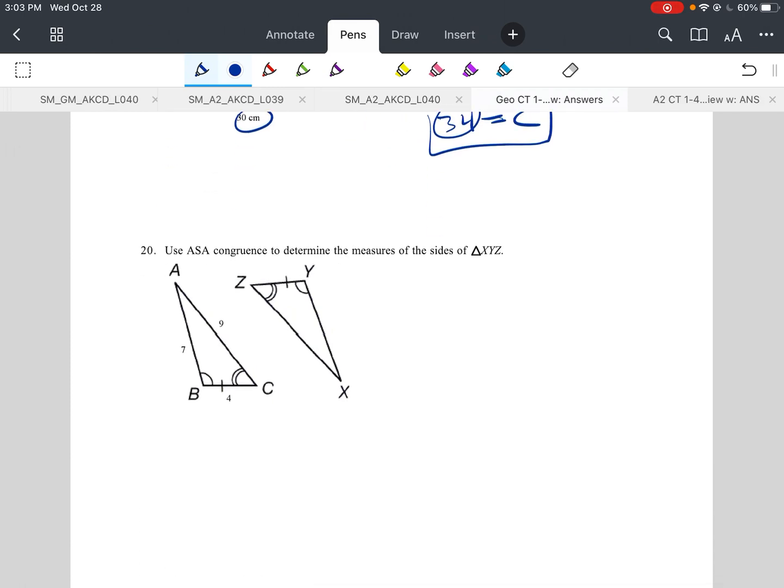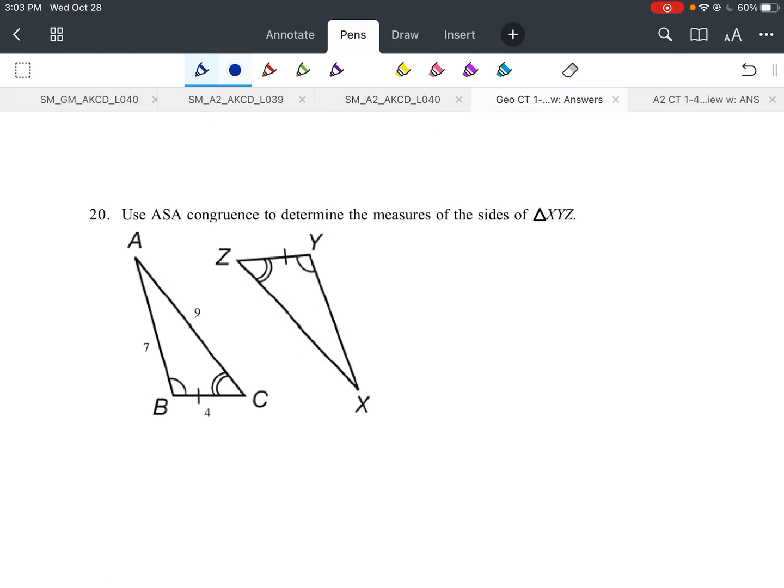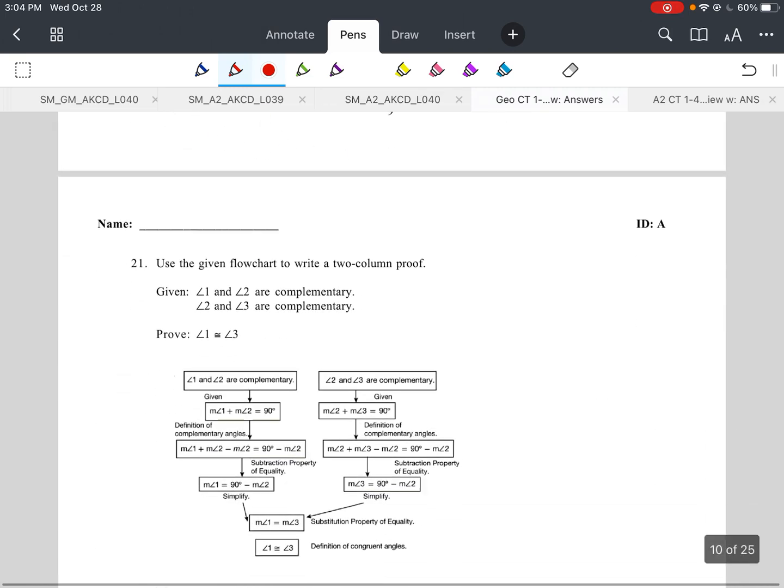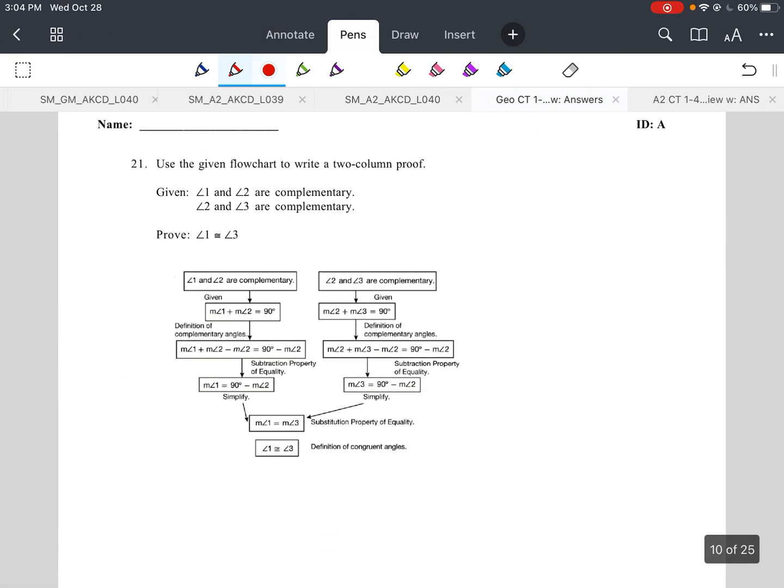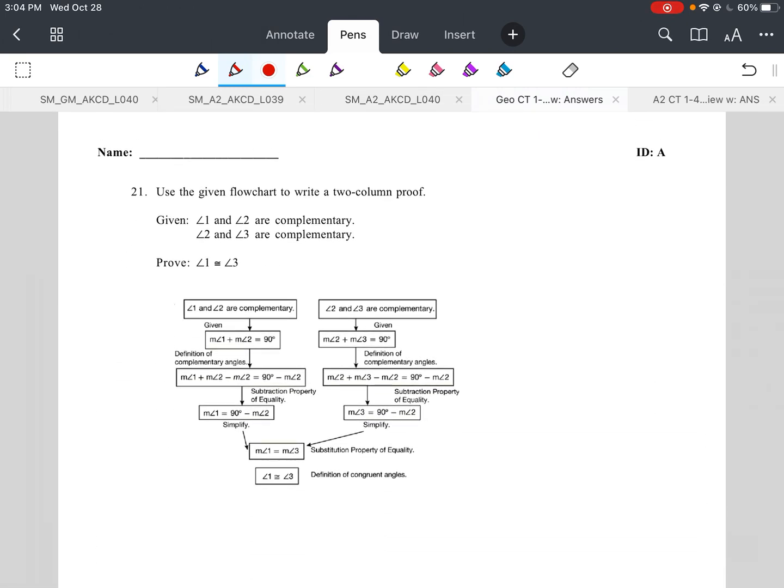All right, use ASA to determine the measures of the sides of XYZ. Because angle, side, and angle have been shown to be congruent because it's given, you know that this longer side is 9, and the side across from the double arc there, that is 7. That was easy. All right. Well, let's keep it rolling here.